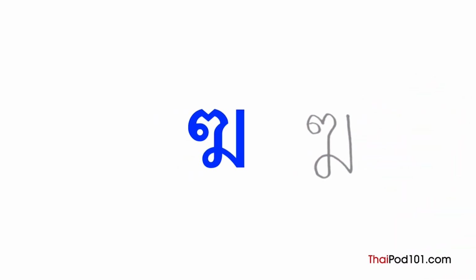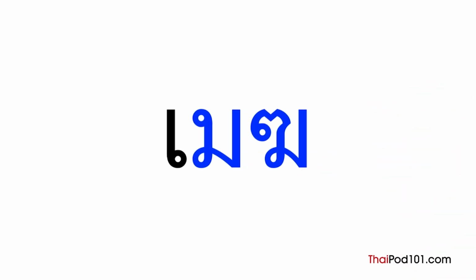One word that uses Korakang is Meg, which means cloud. Meg has the initial consonant Moma. The vowel Sara'e is written to its left, and the final consonant is Korakang. Meg is said with a falling tone because it has a low-class consonant with a dead syllable ending and a long vowel.